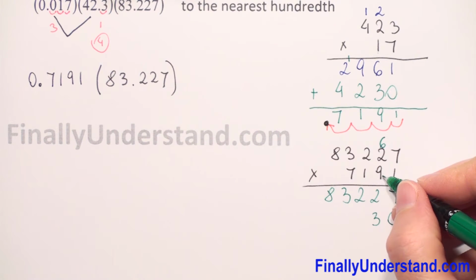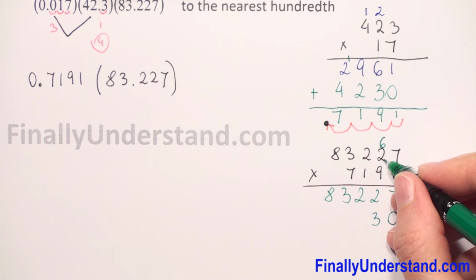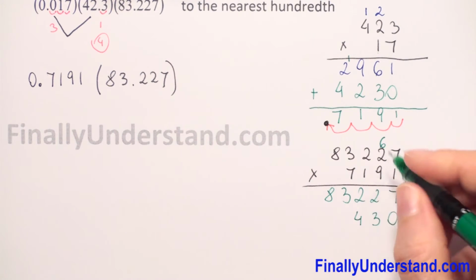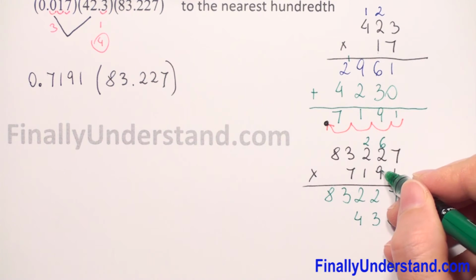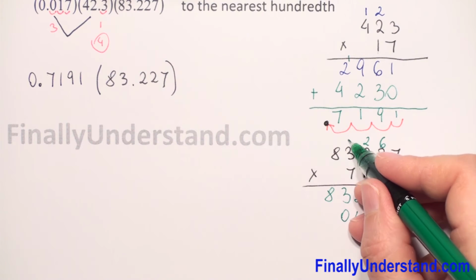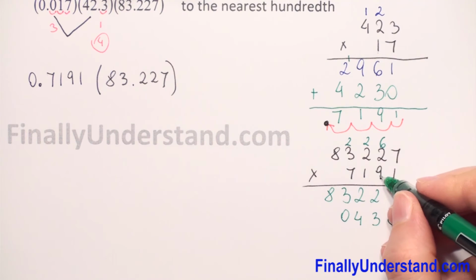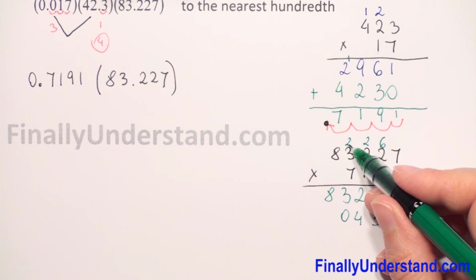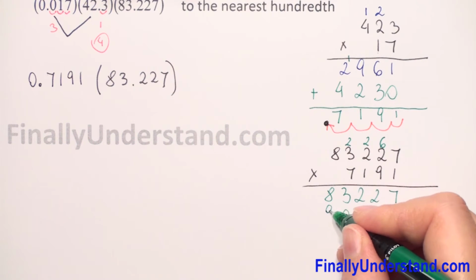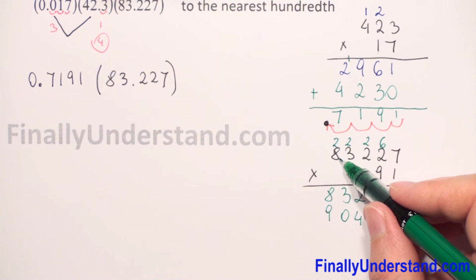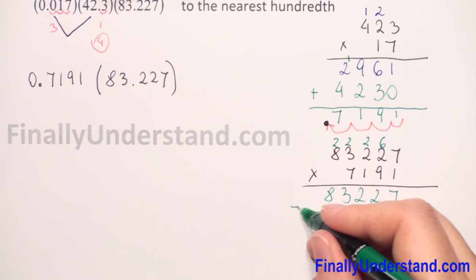So we have 9 times 2 is 18, plus 6 is 24. So we have 4, and 2 will go to the next digits. 9 times 2 is 18, plus 2 is 20. So we have 0, and 2 will go to next column. 9 times 3 is 27, plus 2 is 29. So we have 9, and 2 will go to next digits. 9 times 8 is 72, plus 2 is 74.